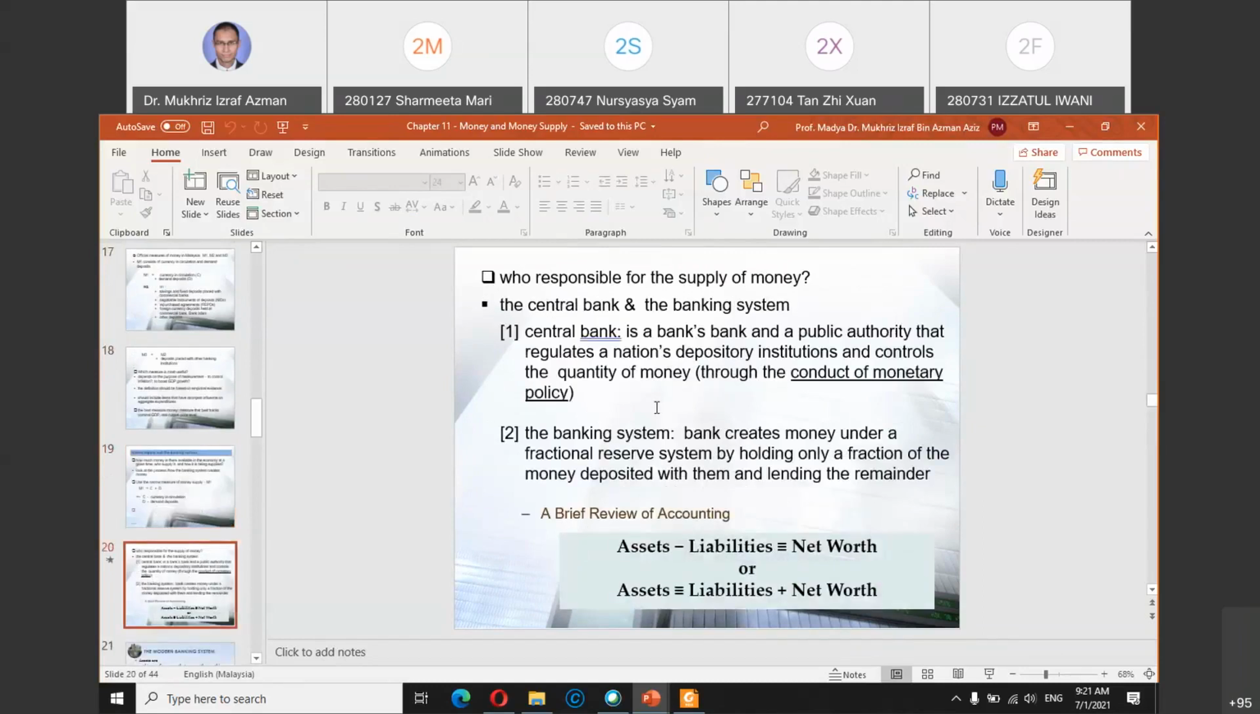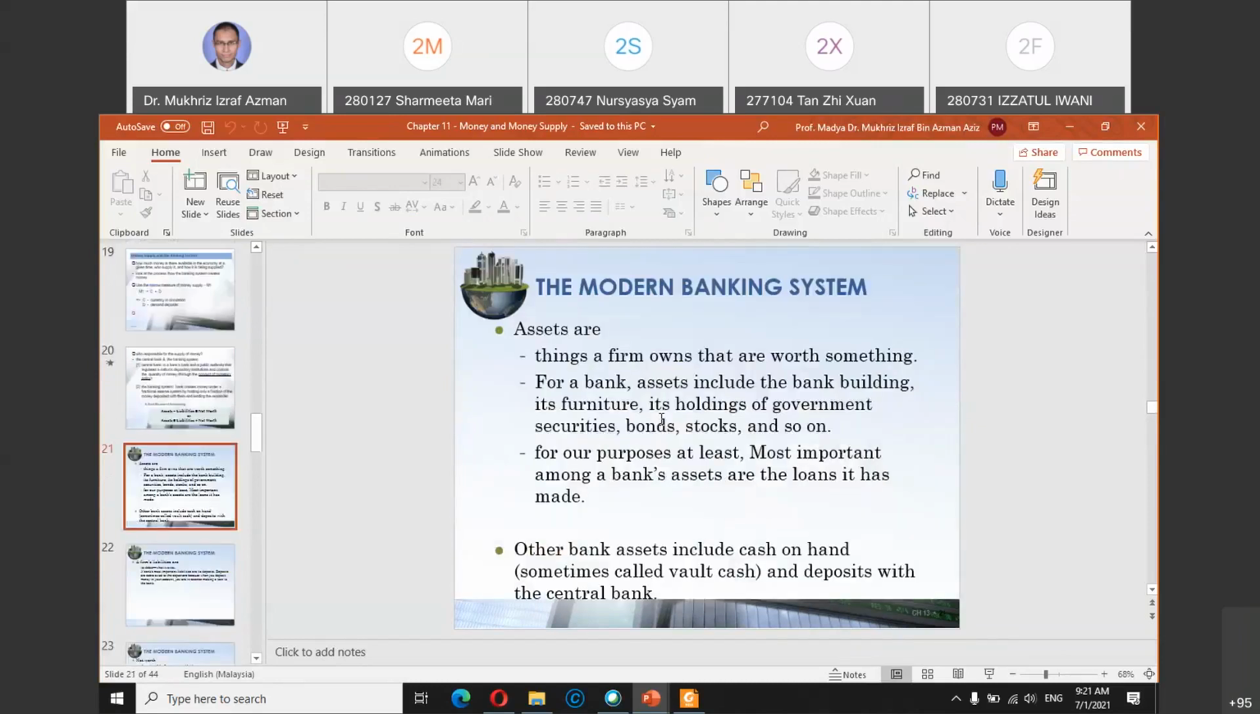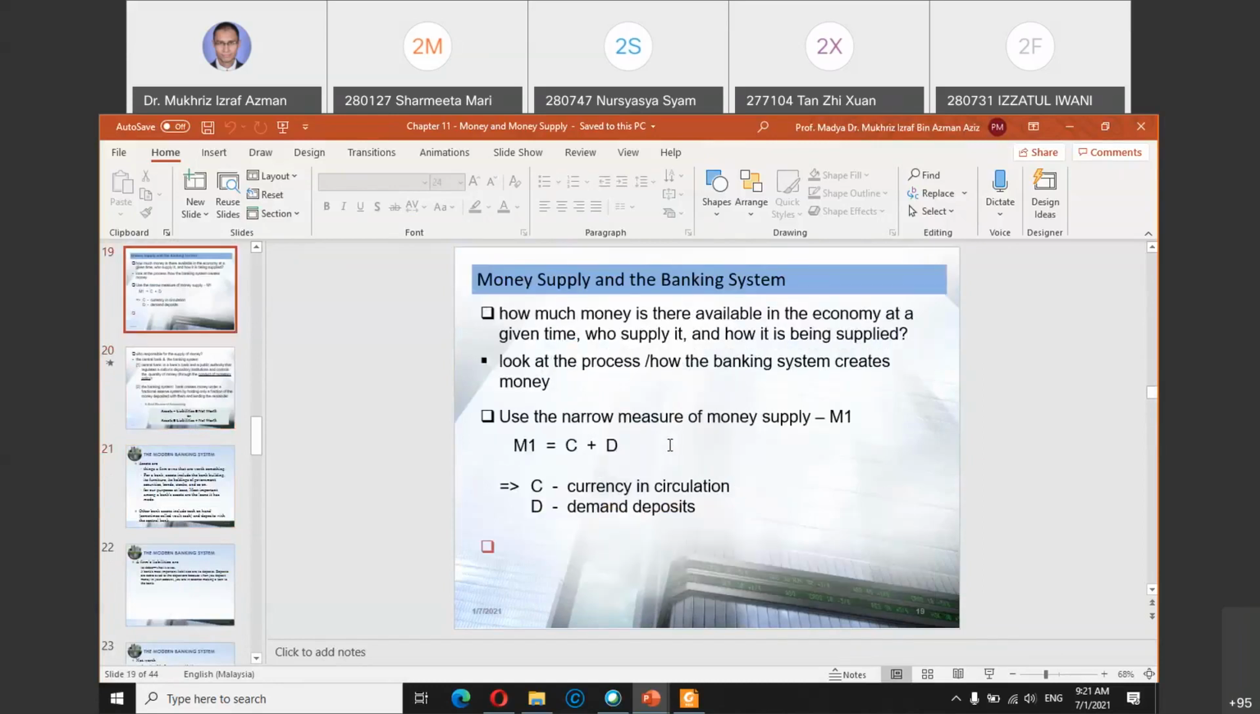And then we have the concept of asset and liability in the bank balance sheet. In the slides here, you use the narrow definition of money supply. M1 is equal to C plus D, currency plus demand deposit. So this is another way to define money, M1.